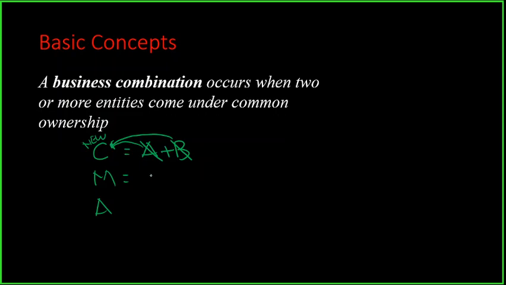For merger, this is A plus B. Well, this one, A plus B equals C, a new company. A plus B equals A or B. So assuming that A is our surviving entity, B will be dissolved and all assets and liabilities of B at fair market value will be transferred to A.